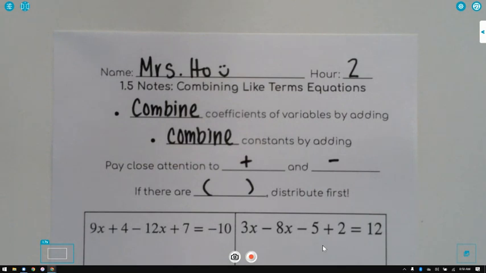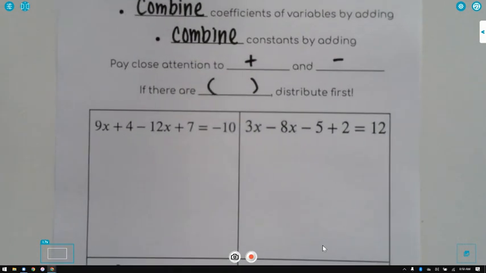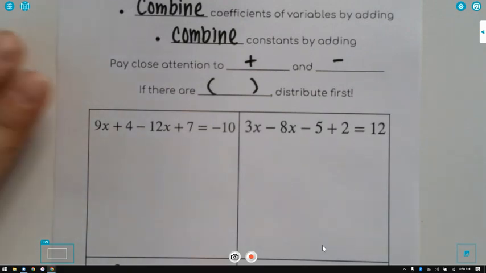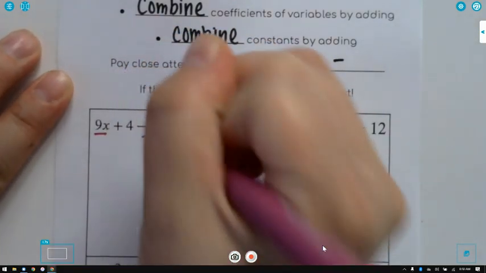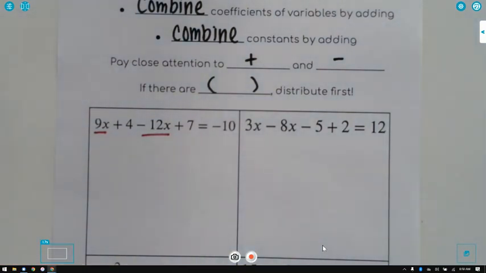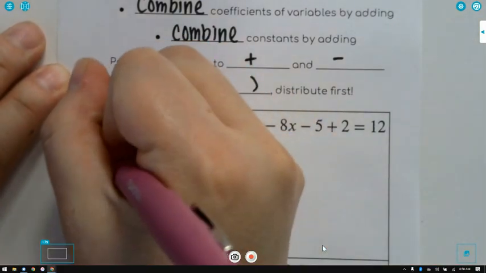Alright, so the first two problems on here are problems where all we have to do is combine. There's no distributing that needs to happen. So we're going to start with these two. We've got 9x plus 4 minus 12x plus 7 equals negative 10. Before you worry about the equals negative 10, treat it just like those problems on your puzzle. We're just combining the 9x and negative 12x. So we can think about that as 9 plus negative 12 or 9 minus 12. Either way, we get negative 3x.